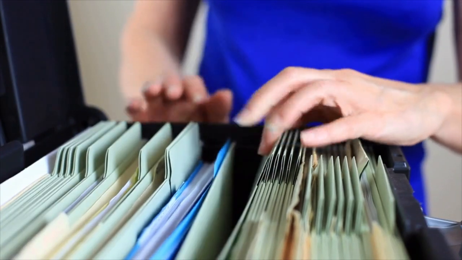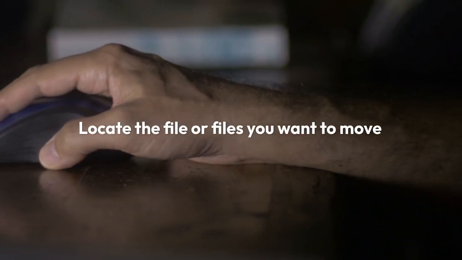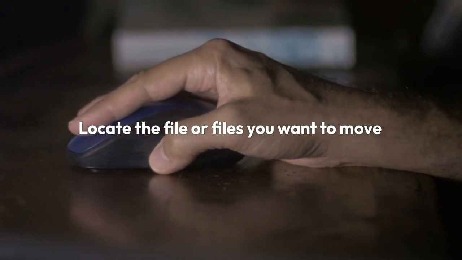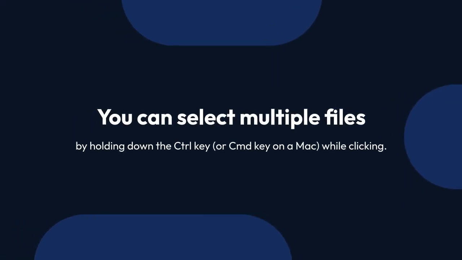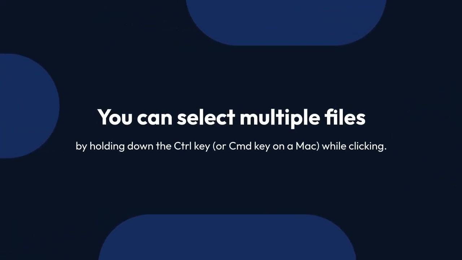1. First, navigate to the SharePoint library where your files are located. 2. Locate the file or files you want to move. You can select multiple files by holding down the Control key or CMD key on a Mac while clicking.